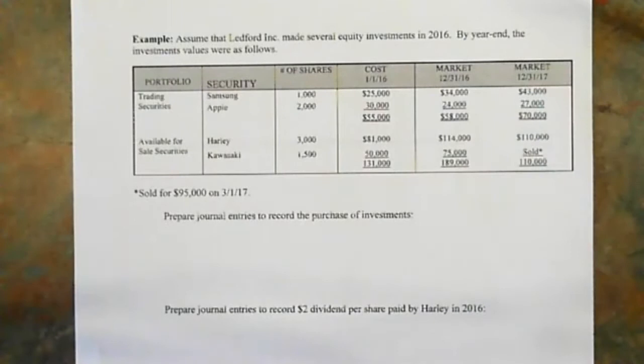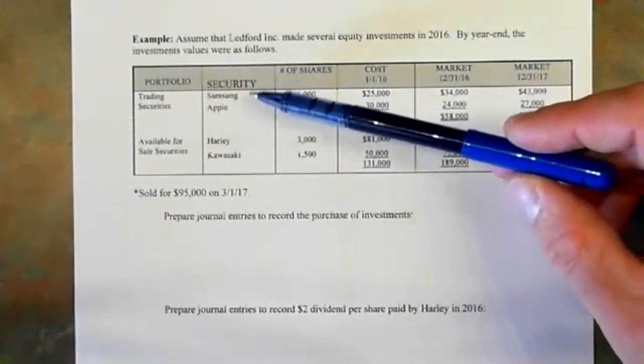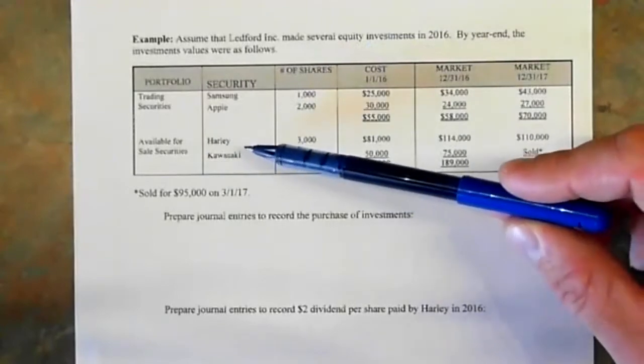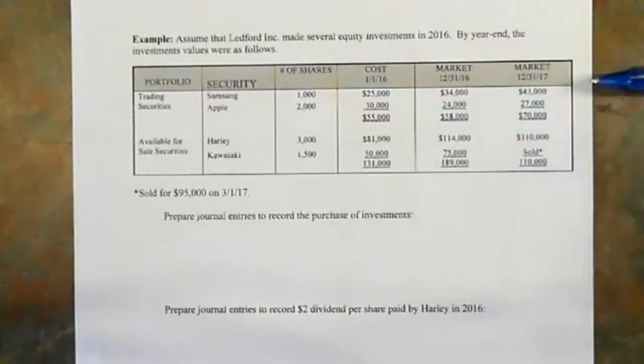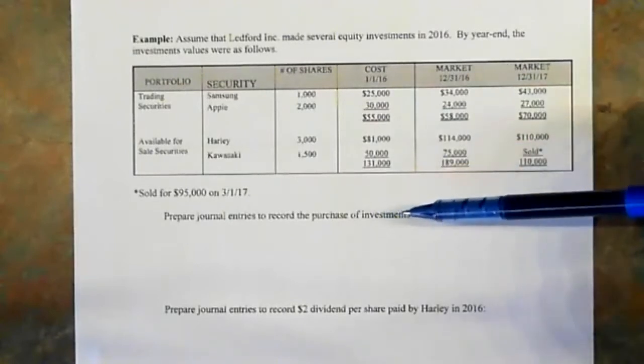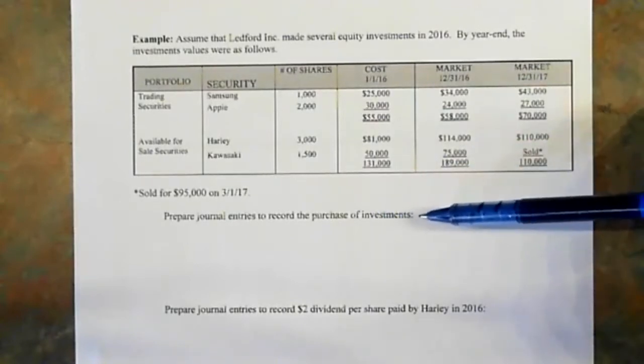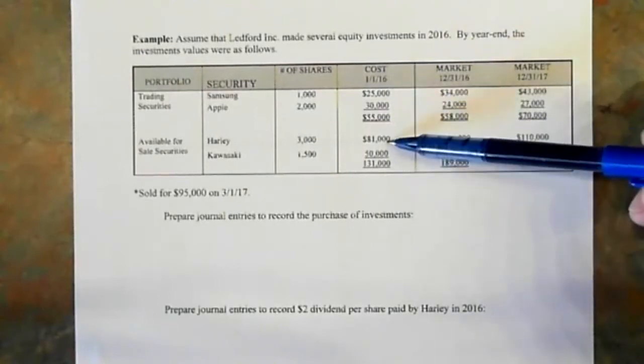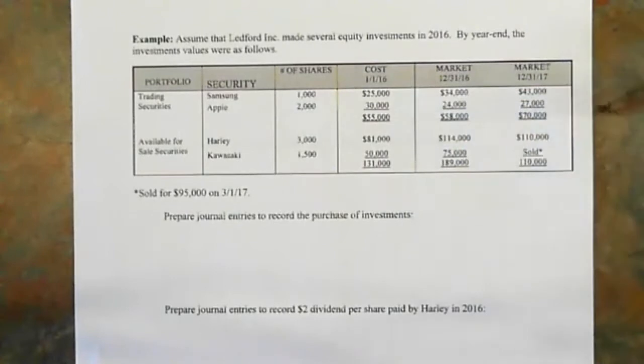So let's look at an example. Suppose I have two portfolios of equity securities. I have trading securities that represent security interests in Samsung and Apple, and available for sale securities in Harley and Kawasaki. We're assuming that none of these have significant interests, and so we're going to use the fair value method to account for them. So we're first going to look at preparing journal entries to record the purchase of these investments. I have the cost at the beginning of the year for both portfolios, and that's all we need.